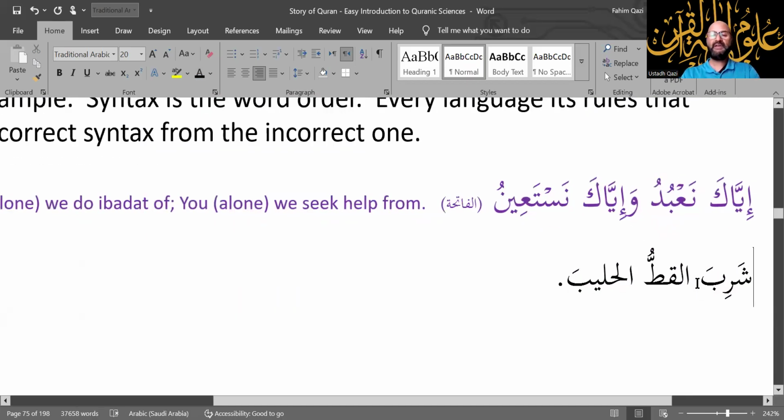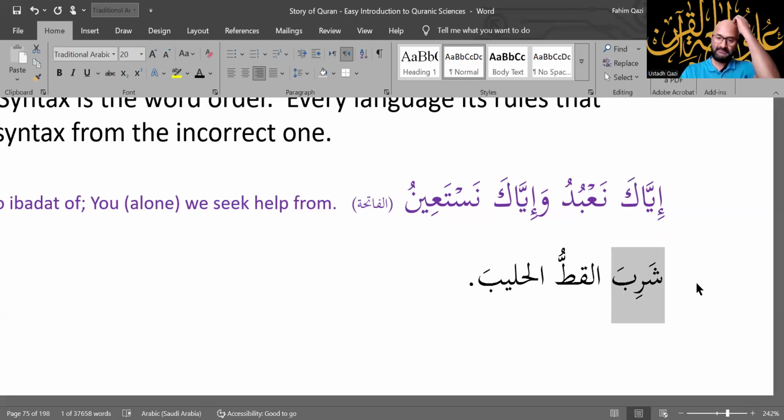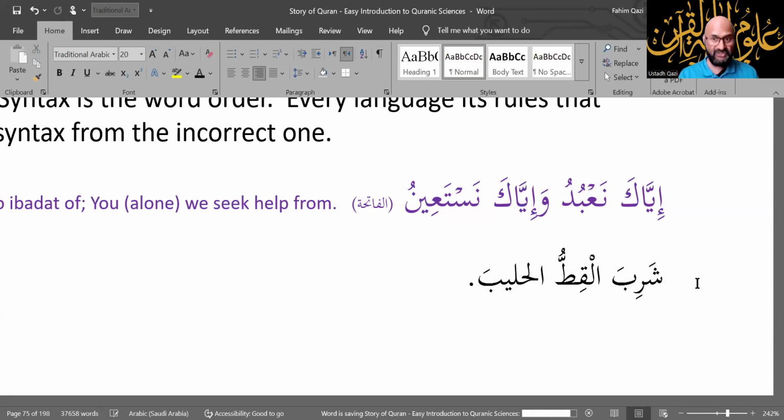Where is the verb? And you study this in the Easy Quranic Arabic series. The verb is right here, shariba. So you start with the verb in Arabic for a verbal sentence. Literally, it's saying drank the cat the milk. In English, this is wrong. You cannot say drank the cat the milk. That's wrong syntax in English. What do you say in English? You say the cat drank the milk. You put the subject first.